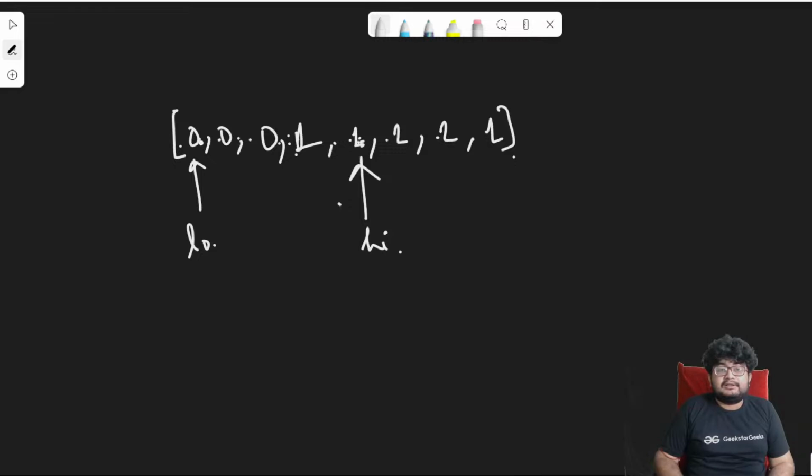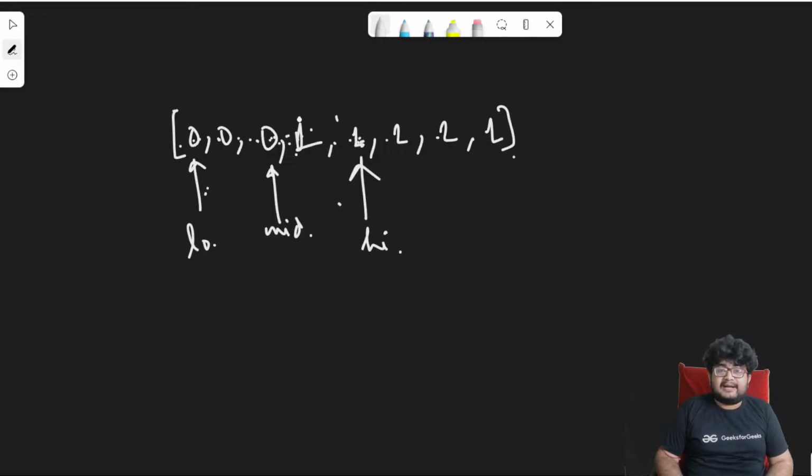Next again mid. 0 1 2 3 4 5. 5 by 2 or 4 by 2, it will be 2. 0 1 2. This will be the mid, right? So what do I do? What do we do again? We see the value is 0, right? So definitely our first occurrence of 1 is on the right hand side, but we have to make sure that the low points to a 0. So low points to the next element.